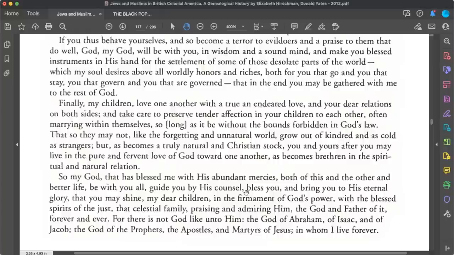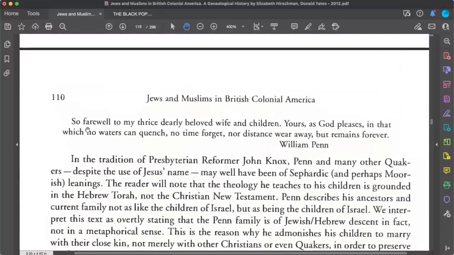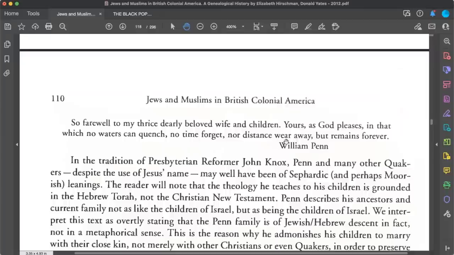For there is not God like unto him, the God of Abraham, of Isaac, and of Jacob, the God of the prophets, the apostles, the martyrs, and Jesus in whom I live forever. All right? So he says, so farewell to my thrice dearly beloved wife and children, yours as God pleases, in that which no waters can quench, no time forget, nor distance wear away, but remains forever.